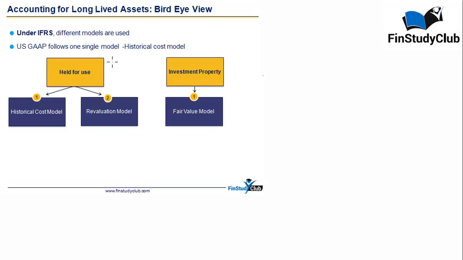Moving on to the specifics of the revaluation model, let's create a context as to where a revaluation model comes into the picture. Under IFRS, there are different models for different categories of long-lived assets, or should I say the different intentions by which I purchase my long-lived assets. I can purchase my plant and machinery, or a piece of land or building, just for the purpose of investment without any intention of using it. There we follow the fair value model, which we have addressed as a separate session already.